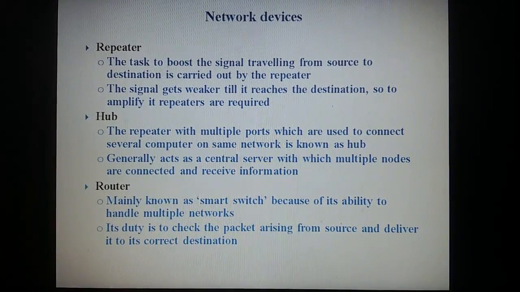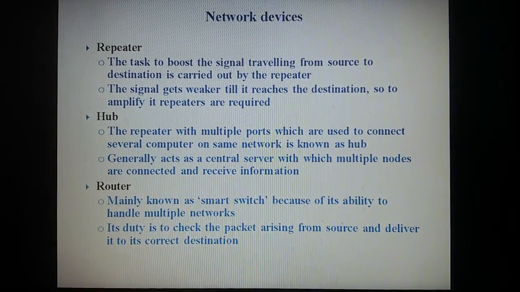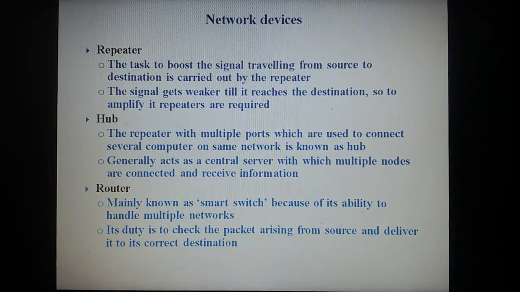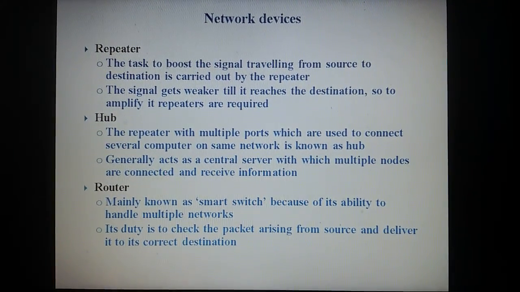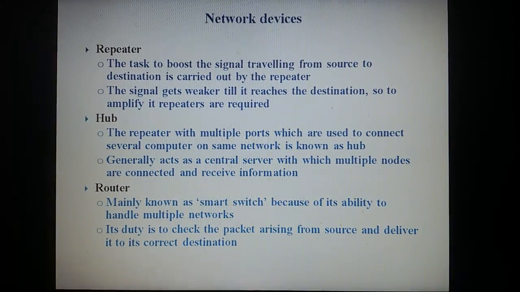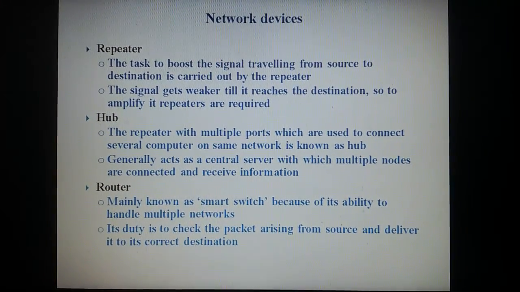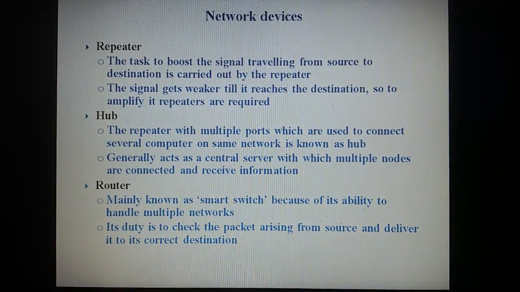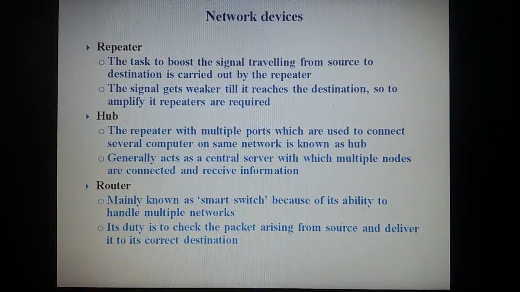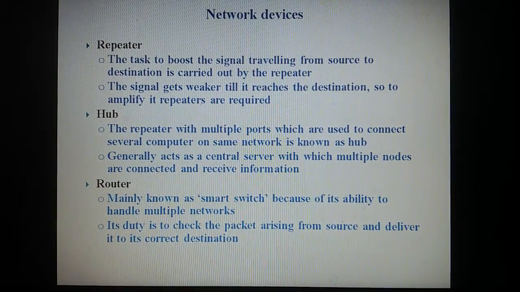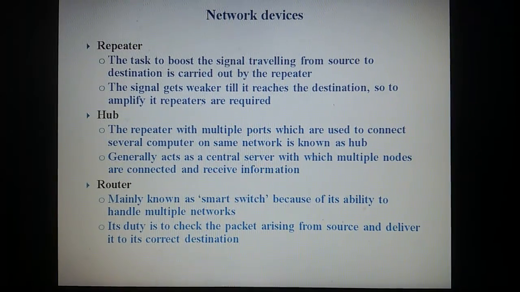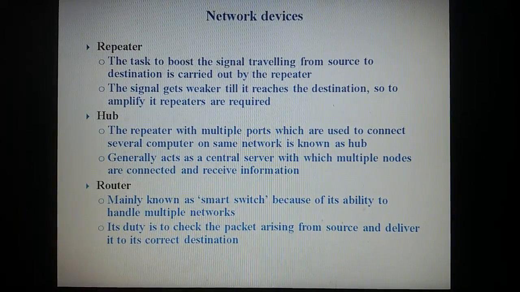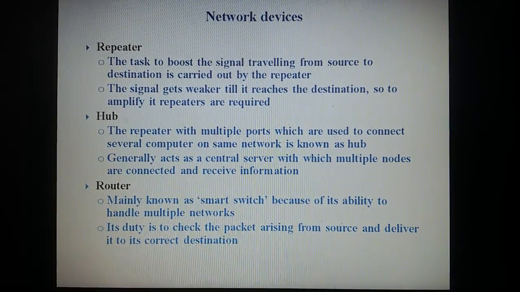Hub. The repeater with multiple ports which are used to connect several computers on the same network is known as a hub. It generally acts as a central server with which multiple nodes are connected and receive information. Router, mainly known as a smart switch because of its ability to handle multiple networks. Its duty is to check the packet arising from the source and deliver it to its correct destination.